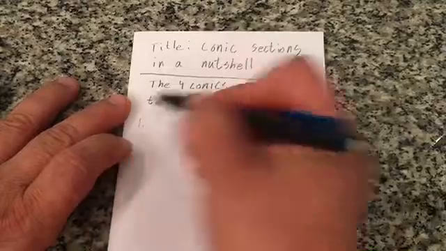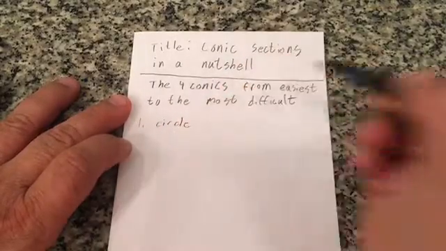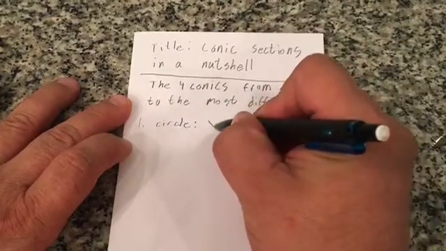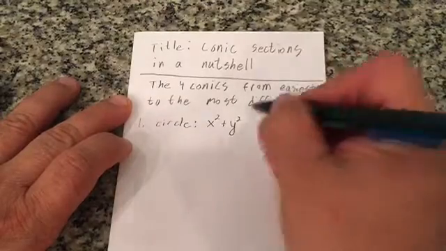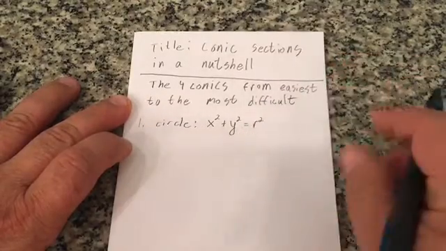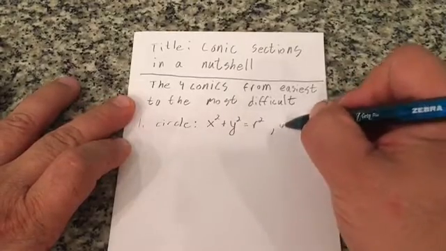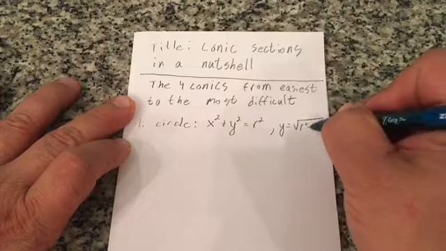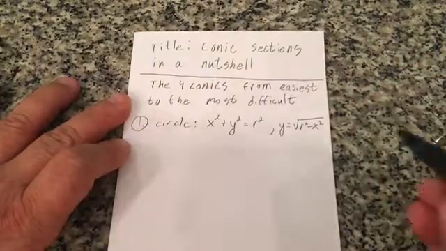The first conic section would be a circle. And we all know what a circle looks like. There's an equation for a circle, and it goes like this: x squared plus y squared equals r squared. Another way to look at it in calculus would be y equals the square root of r squared minus x squared. So that's the first conic section.